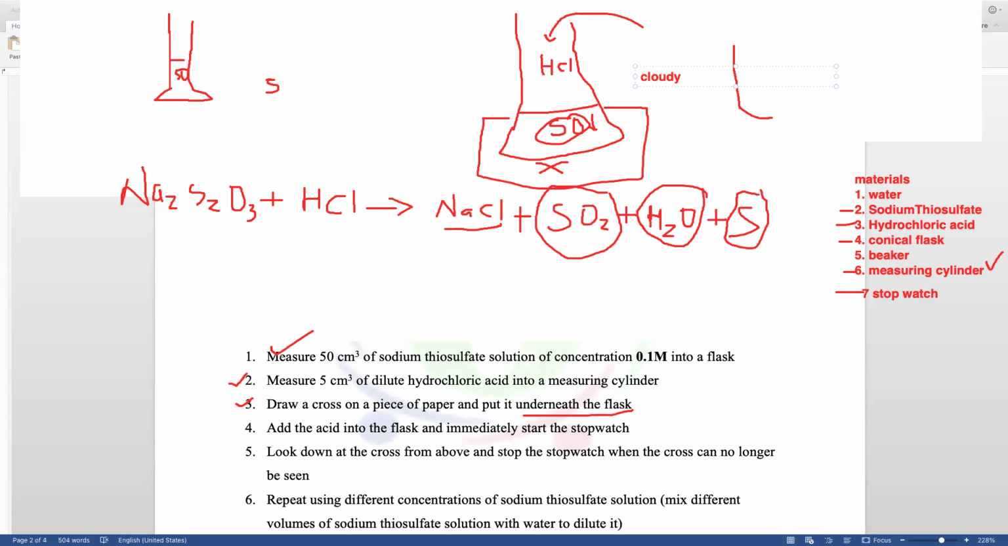As the cloudy solution forms, the cross slowly starts disappearing. You have to position your eye right from the top here, so that you are able to see the cross through the solution. As soon as you add the HCl, you start the stopwatch and look from above. The moment the cross can no longer be seen, you stop the stopwatch so that we record the time.